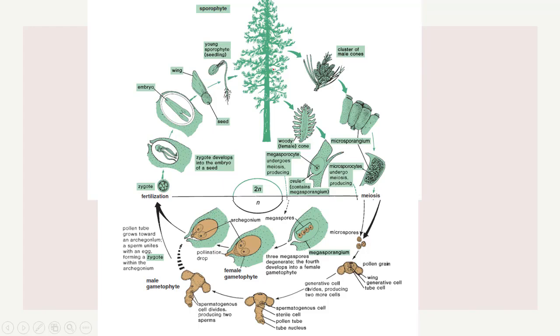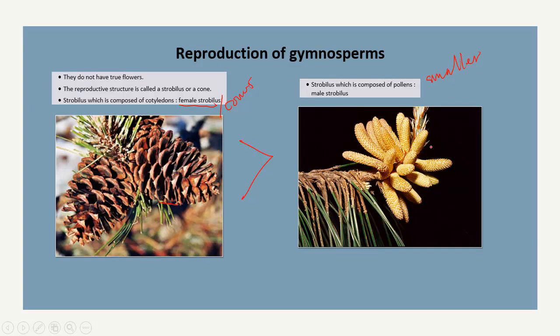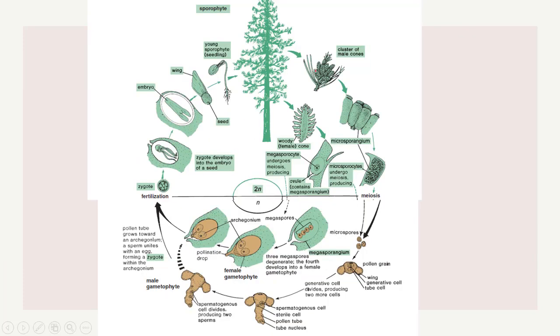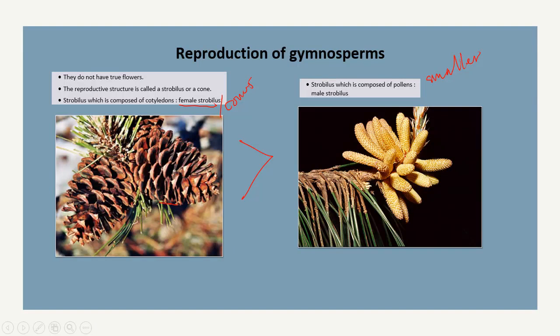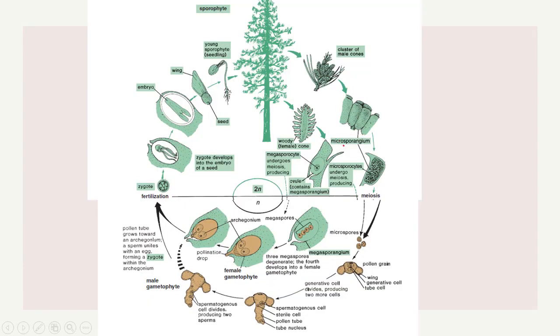Starting from the male strobilus here, I believe you know from the previous slide that the structure of the male strobilus is like this. The male strobilus consists of many small scales, and inside the scales you will find what we call microsporangium.